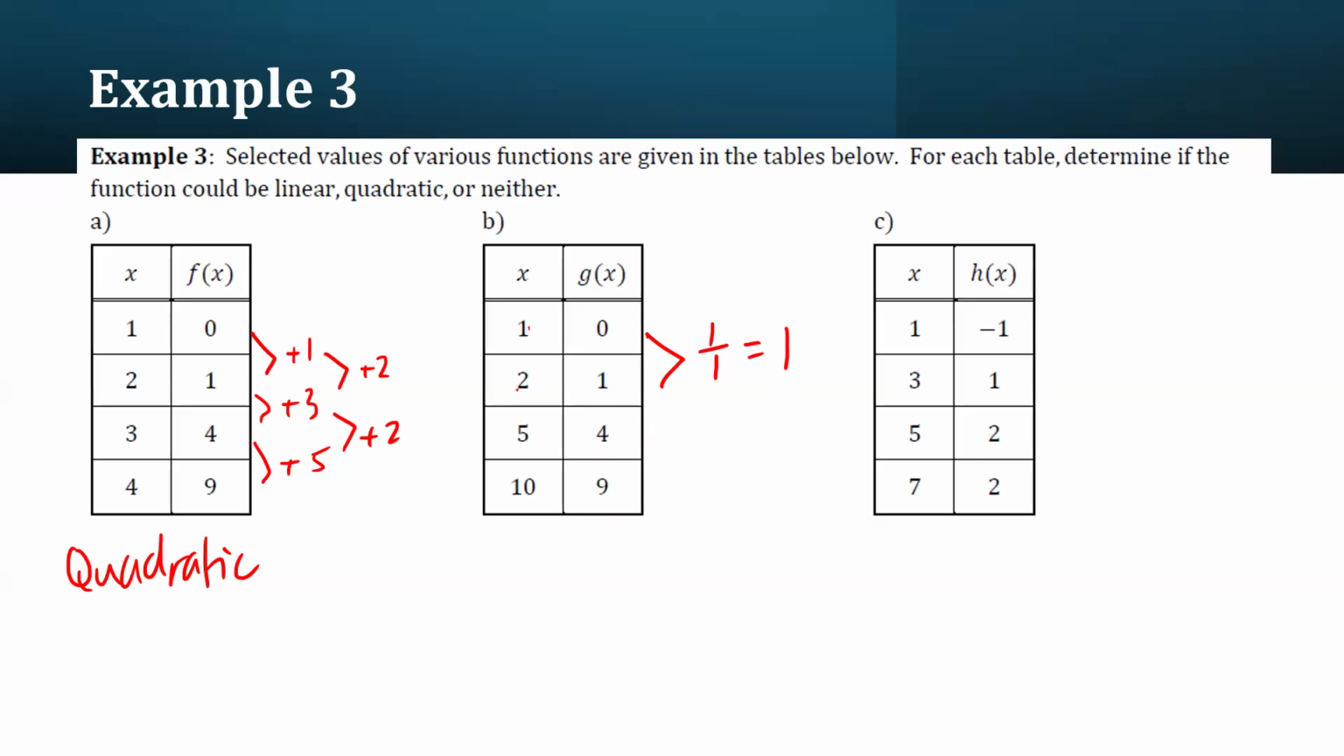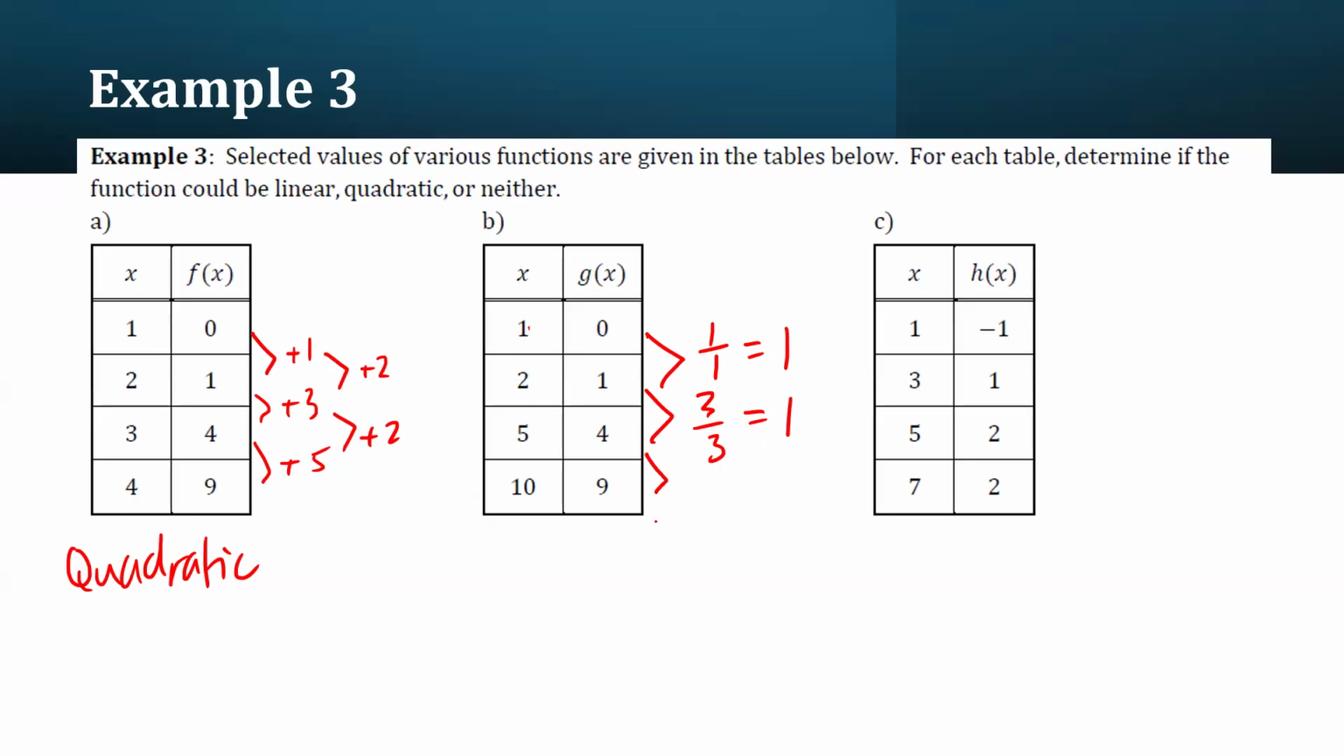Why is it average? Because this is not in consecutive whole number order, so I can't find it using the difference. Are you with me? All right, on the next one, what is the change in my rate from two to five? So we have three over three, which equals one.